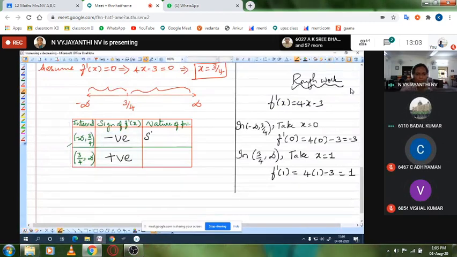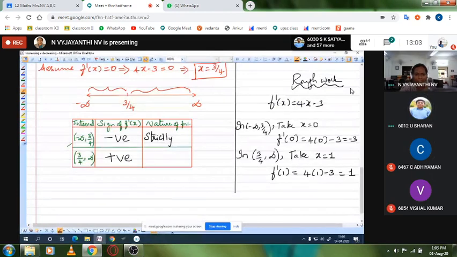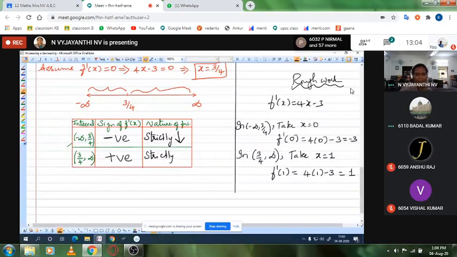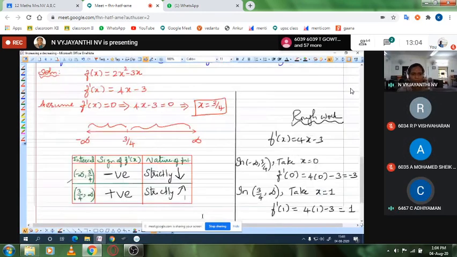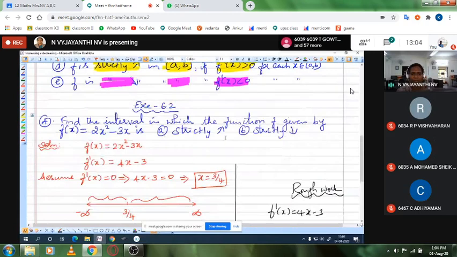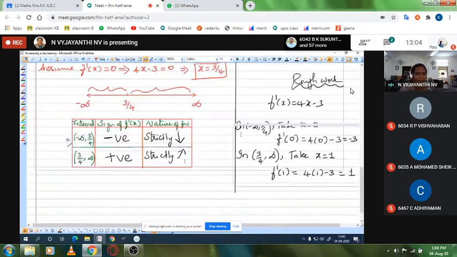Strictly decreasing means decreasing. Strictly increasing means increasing. Okay, but what is the question? In which interval is it strictly increasing, and in which interval is it strictly decreasing? So can you tell me the solution now?